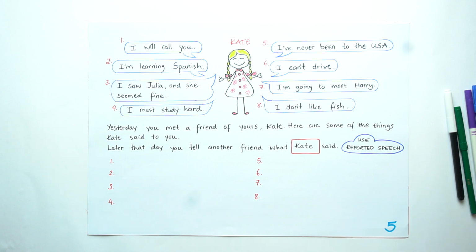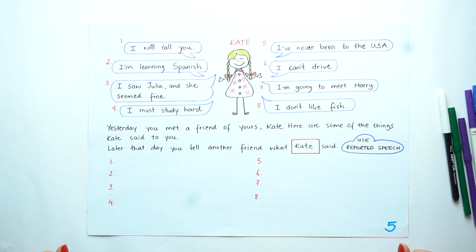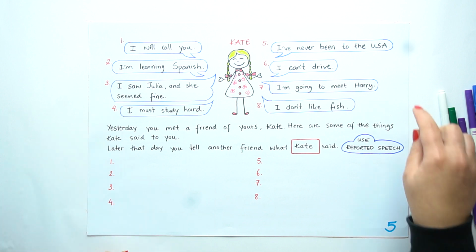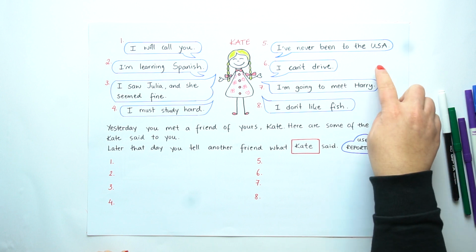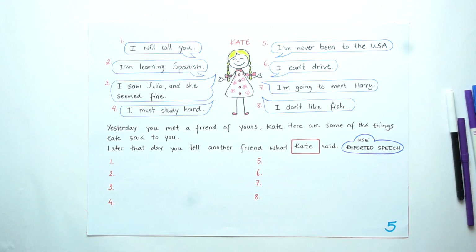This is Kate, and yesterday you met a friend of yours, Kate. Here are some of the things Kate said to you. I will call you. I'm learning Spanish. I saw Julie and she seemed fine. I must study hard. I've never been to the USA. I can't drive. I'm going to meet Harry. I don't like fish. Later that day, you tell another friend what Kate said. And of course, we're going to use reported speech. Look at the first sentence. Do you remember what we use instead of will? Don't forget to use back shift, okay?